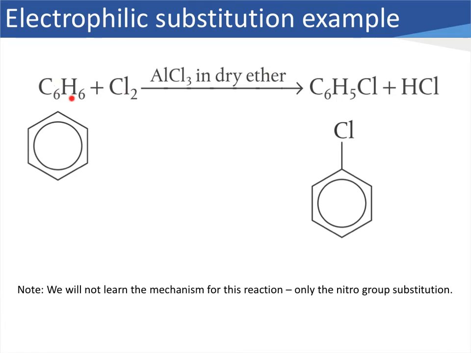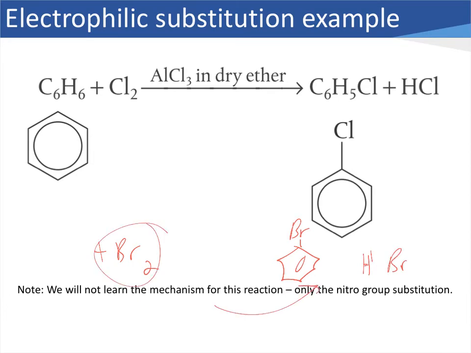Generally speaking, though, a benzene with a halogen will form the halogenated benzene ring and hydrogen halide, whatever the halogen is. So this could be bromine, Br2, and it will form a brominated benzene ring plus HBr. So whatever the pattern is, whatever the halogen is, that's the replacement, the substitution. We're not required to learn the mechanism for this, only the nitro group substitution, which is coming up next.